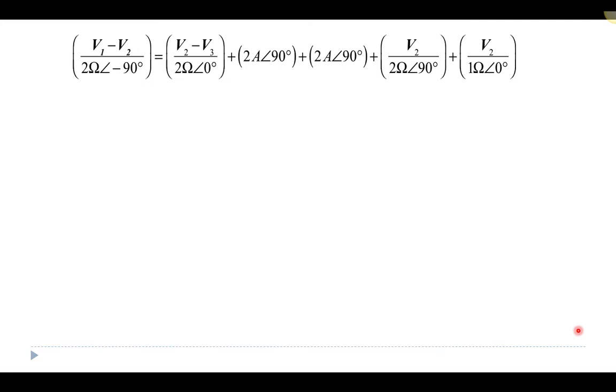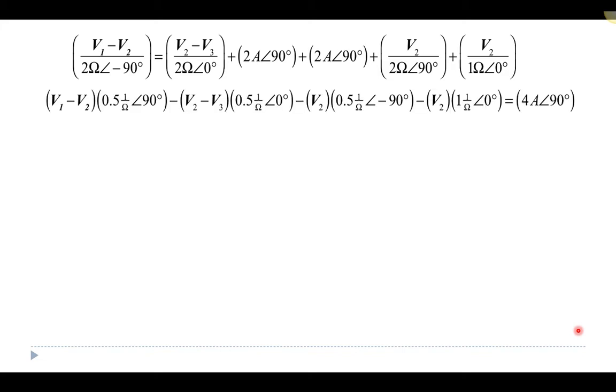Starting with my expression, I'm going to try to write this in a nicer form and combine terms. The first thing I realize is that 2 amps angle 90 degrees plus 2 amps angle 90 degrees can be written as 4 amps angle 90 degrees, and that's where this term is right here. I've kept that on the right side of the equation, and then I have moved all the other terms, so V2 minus V3 over 2 ohms angle 0, and these two terms here I've moved to the other side of the equation. Not only have I done that, I've also divided by the bottom part of this fraction, right?